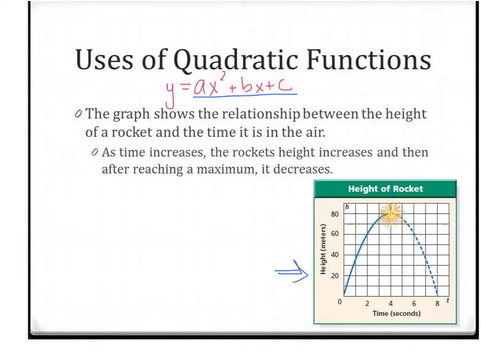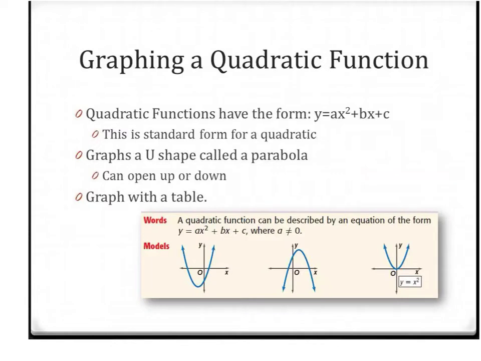I know this isn't on your notes, but I just wanted to mention there are lots of real-world uses for parabolas, and probably the greatest use of them is in trajectories. If something is being launched, flying through the air, like this rocket that's being launched, its path will be in the shape of a parabola. So we are wanting to graph these.